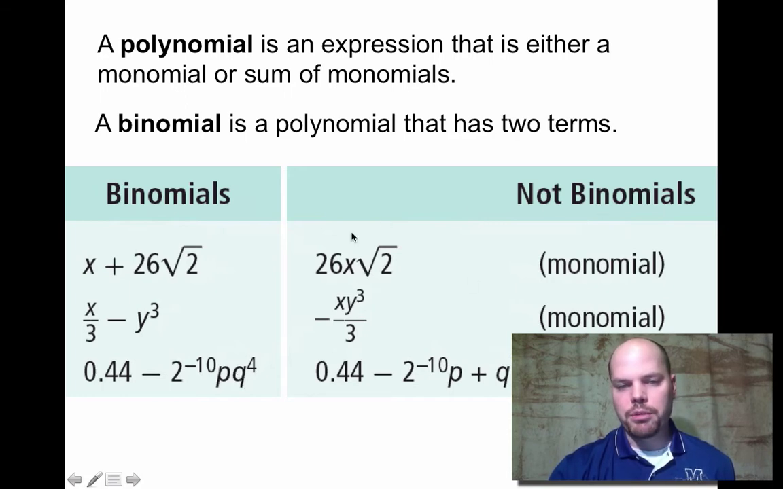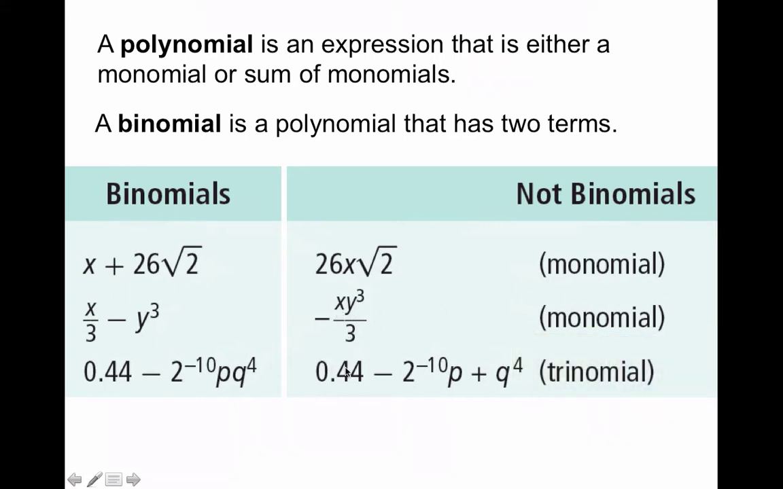So not binomials would be 26x square roots of 2. It's all one term, so it's a monomial. This one is negative xy cubed over 3. That is also a monomial. And then here we have 0.44 minus 2 to the negative 10th p plus q to the fourth. There's three terms there, so that's a trinomial instead of a binomial.